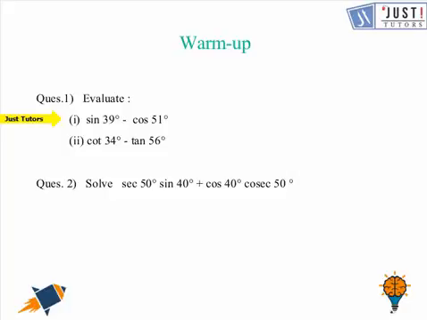So we'll start with the first question that says to evaluate sine 39 degrees minus cos 51 degrees. The answer for this is going to be 0 because we just need to change sine 39 degrees into sine of 90 degrees minus theta. That can be written as sine of 90 degrees minus 51 degrees, which in turn would change into cos 51 degrees. Hence that would give us 0. We'll start with part 2.